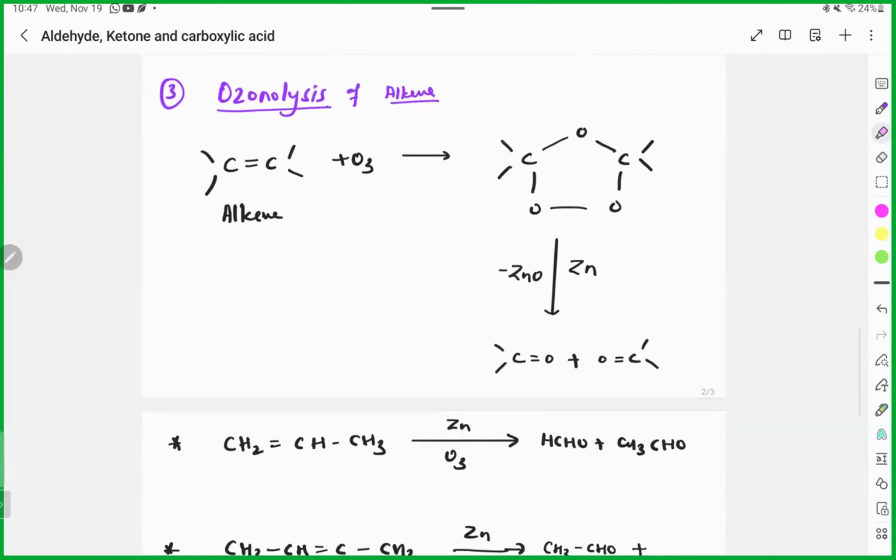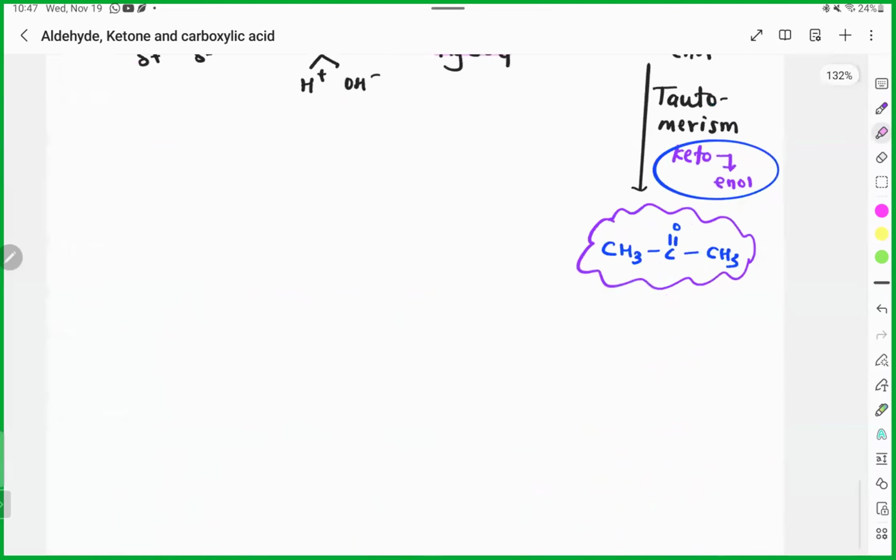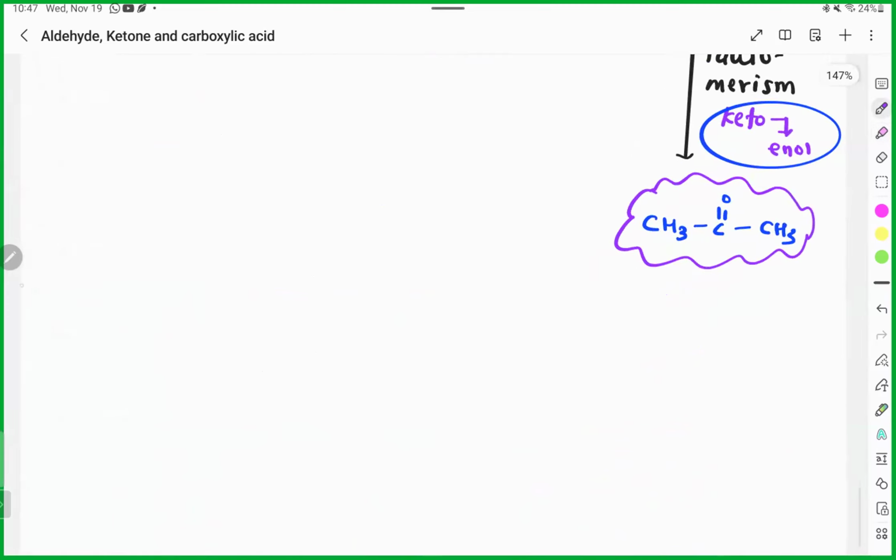Third, ozonolysis, ozone and zinc dust. And fourth, hydration of alkyne. Here we get both ketone as well as aldehyde. But if you need any specific, especially aldehyde, then we use the next reaction, preparation of aldehyde.